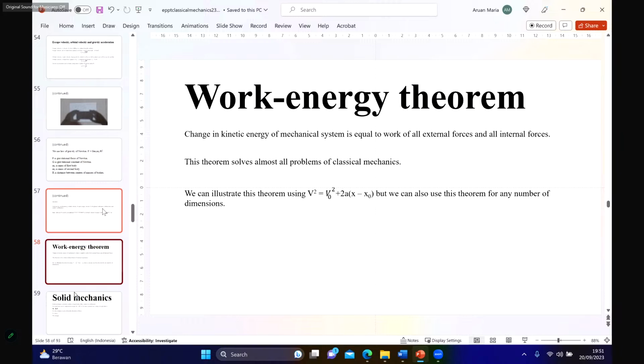You can illustrate the use of this theorem using this equation: v squared at any time is equal to v naught squared plus 2a times x minus x naught, for constant acceleration. If you write a as force F divided by mass m, then force times distance will be your work, and m times velocity squared will be kinetic energy. Okay? Change in kinetic energy will be equal to work. Okay? Questions?